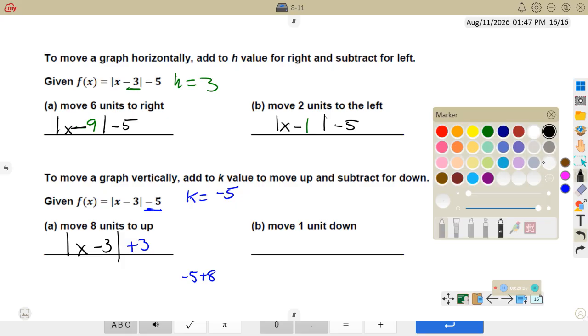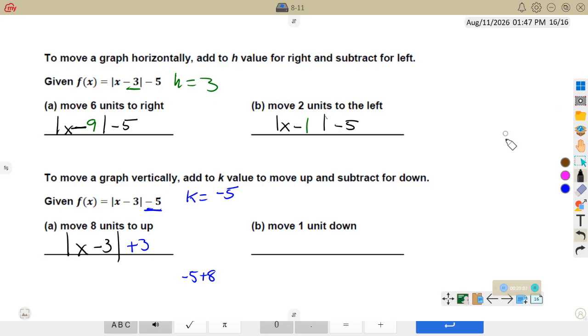Now, I know some of y'all are like, I'm not good at adding and subtracting negatives. That's fine. That's why we have calculators. Now, I will make fun of you for not using a calculator.